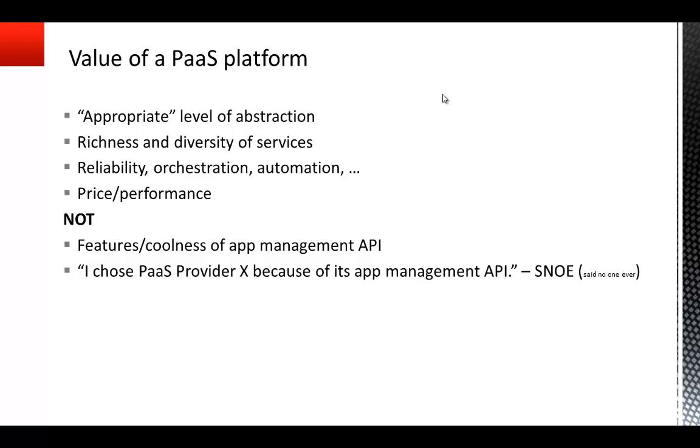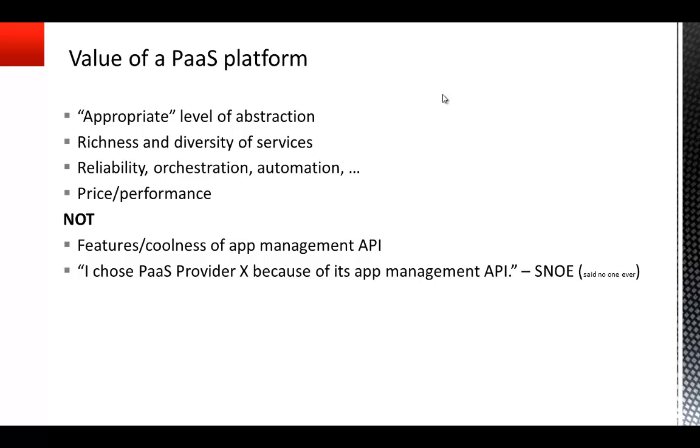The other point is just the nuts and bolts of running an application, right? I need reliability, orchestration, automation, that kind of workmanlike aspect of running an application. And finally, of course, you have price performance. How much is it going to cost me to support how many users, right? In all of this, nobody seems to think that the features and coolness of your app management API is important, right? This is table stakes.